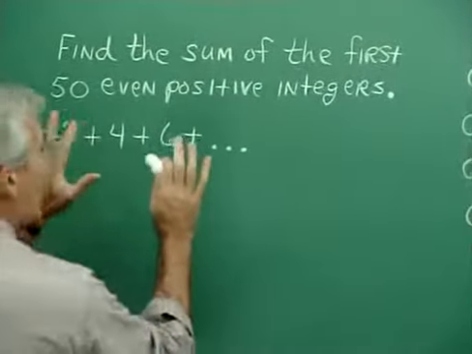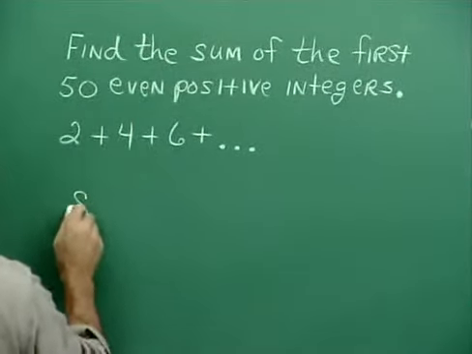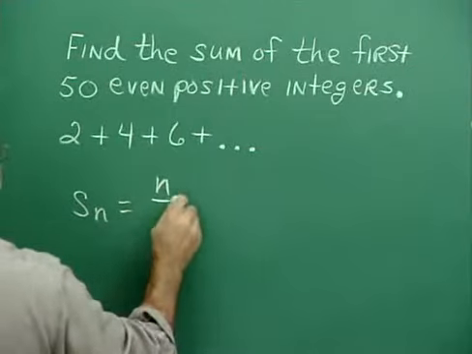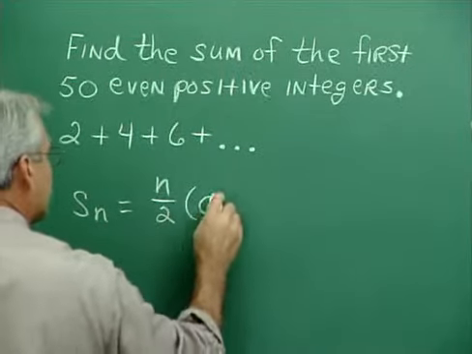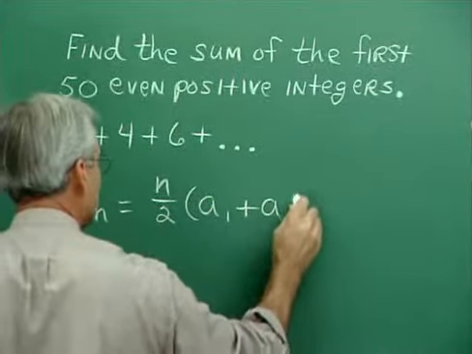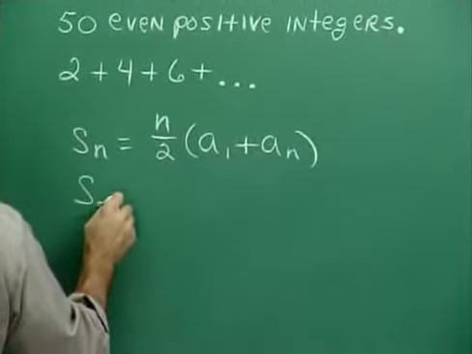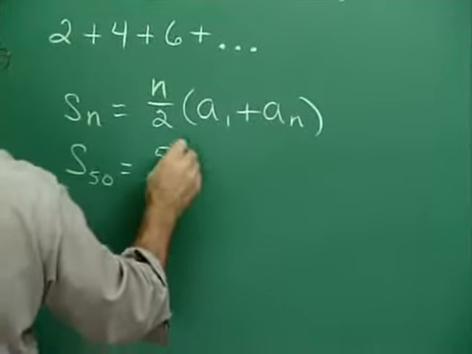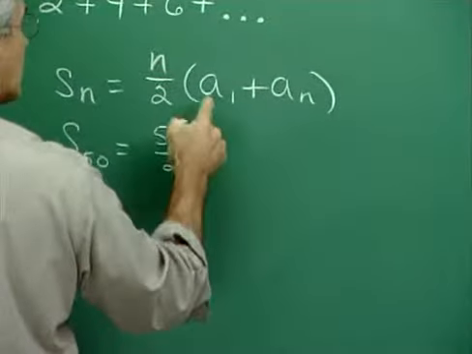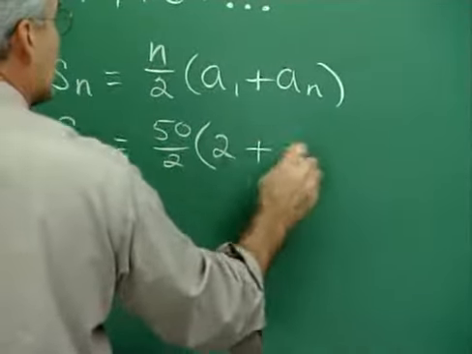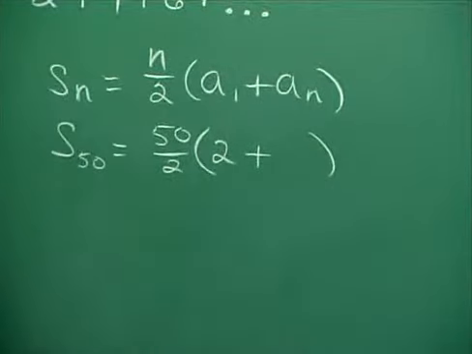Here's what we know right at this moment, though. We know that we start with this idea of our formula, and then the information we know about this is that there are 50 items. So we have 50 over 2. The first item is 2, and it's the last item that we're not sure of at this point.